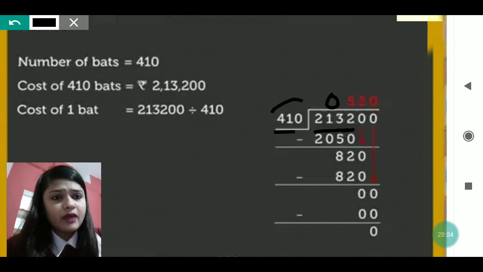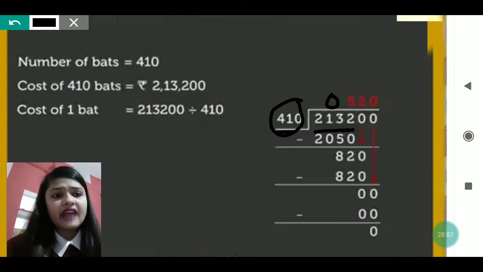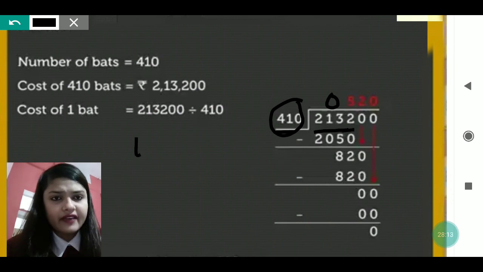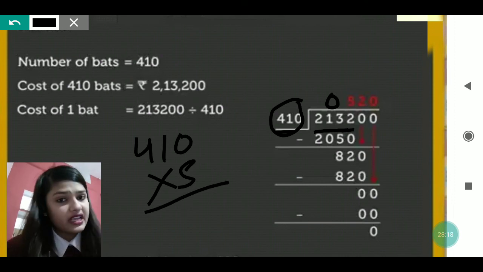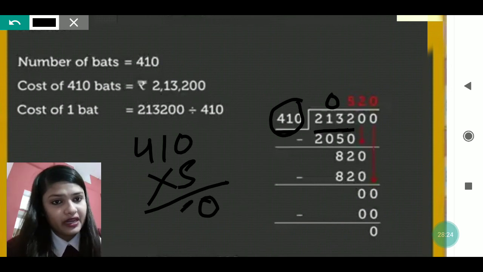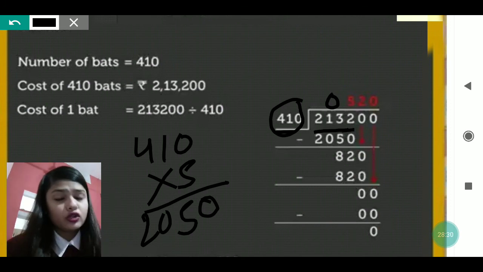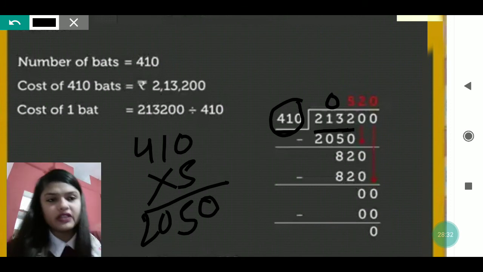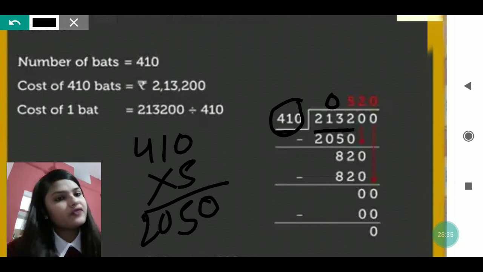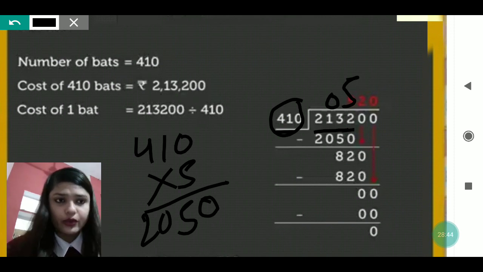Now in the table of 410, how many times will 2132 come? Multiply it by 5. Anything multiplied by 0 will be 0 only. Anything multiplied by 1 is the number itself, and 5 4s are 20. So you will get 2050. If you go 6 times, it will be more than the dividend. So in 5 times only it will be divisible. So 5 we will write first in the quotient column. We will write 2050 just below 2132 and we will subtract.